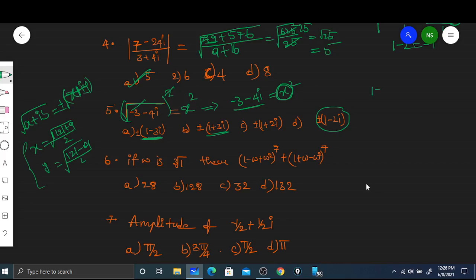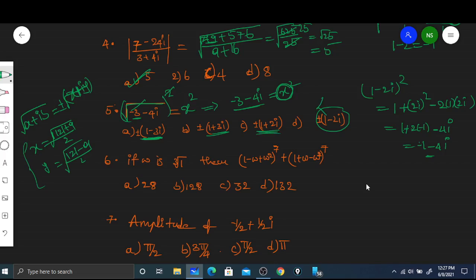1 minus 2i whole square. If I simplify this, I'll get a square plus b square, 2i whole square, minus 2ab, minus 2 into 1 into 2i. Let me check. i square value I know is minus 1, so 1 plus 2 into minus 1 is minus 2, minus 4i. So here I am getting 1 minus 2, which is minus 1, minus 4i. But I need minus 3, so this is not the correct option.